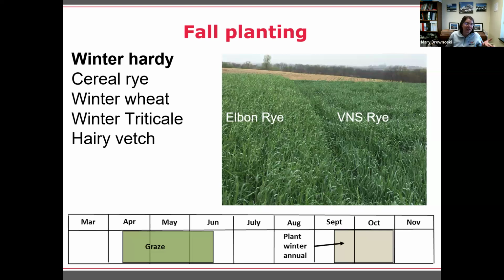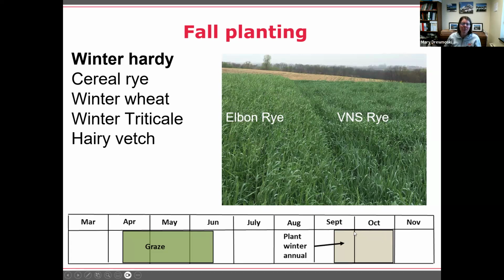And in particular, I like cereal rye, mostly because it tends to come on a little bit earlier in the spring. And in fact, if you're looking for early spring grazing, Elbon rye comes out of dormancy a bit earlier than some of the northern type rye, which a lot of our VNS rye are. And so I do like Elbon rye for that. And we can get very good performance. Again, it's all about managing maturity, which means having the right stocking rates.